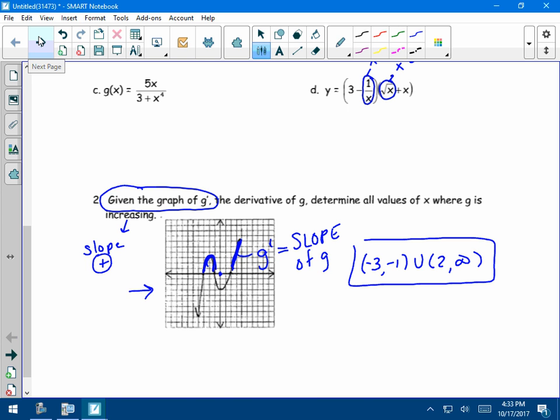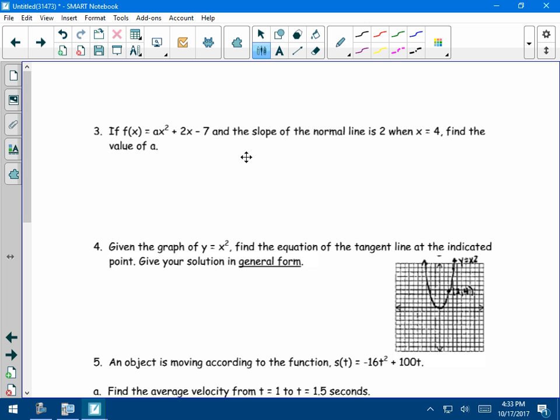Over on the back, there's some more fun. Here's a slope with a normal line question. If ax squared plus 2x minus 7 is f of x, and the slope of the normal line is 2 when x equals 4, find the value of a. Well, that's tricky. If I'm talking about slope, what do I probably need to find? The derivative. So f prime of x equals, what's the derivative of this? A is just a constant. So it would be 2ax to the first, 2 times a, whatever a is, plus 2.